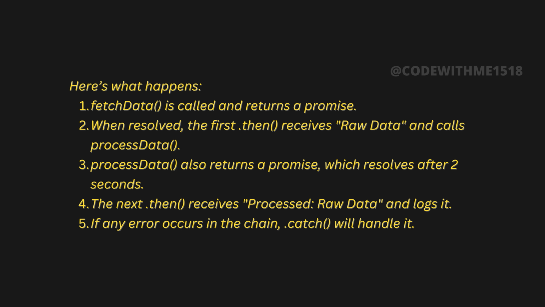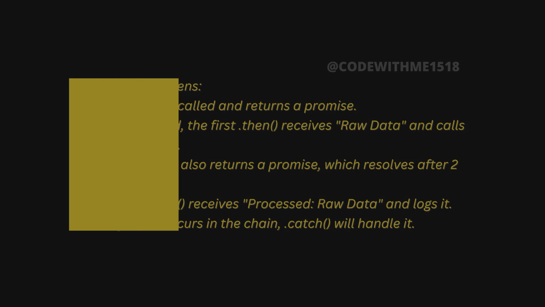Here's what happens. 1. fetchData is called and returns a promise. 2. When resolved, the first .then receives the raw data and calls processData. 3. processData also returns a promise which resolves after 2 seconds. 4. The next .then receives the processed data and logs it. 5. If any error occurs in the chain, .catch will handle it.